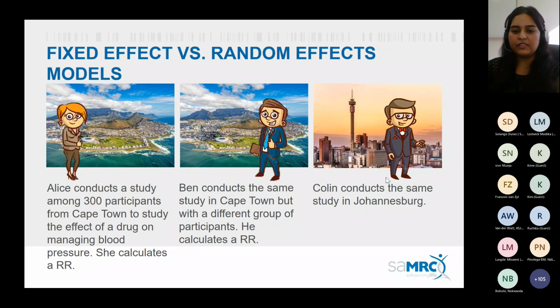Okay. So I think Solange said most said that it would be different. That's right. If Colin conducts his study in Johannesburg, not only will his risk ratio be different from Alice and Ben's, but also the underlying effect or the true effect of his population may also be different. It could be the same, but it could also be different. And this is because we're looking at a different population now.